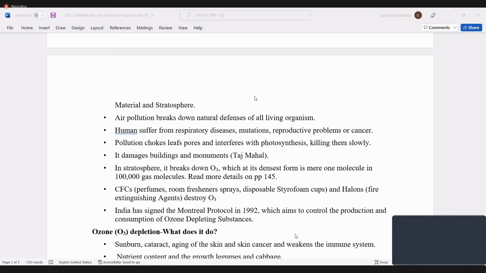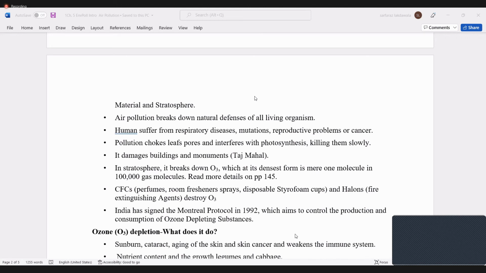Pollution also chokes the pores of the leaves of the plant, which are responsible for photosynthesis. And slowly, since they cannot process the photosynthesis, they do die. The damage to the buildings and monuments. The Taj Mahal, one of the seven wonders of the world, was turning yellow, surely but slowly. And this was noticed, and the factories around that were closed down, or their operations at least closed down. The factories may still be there.